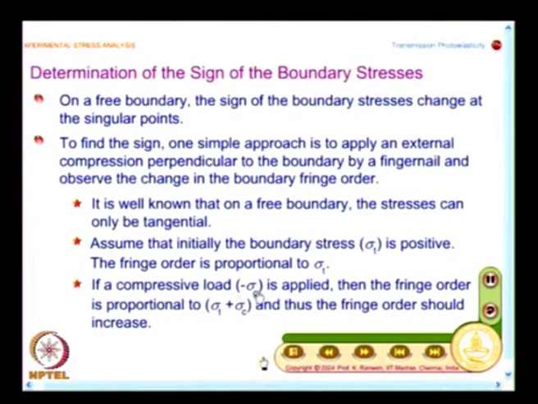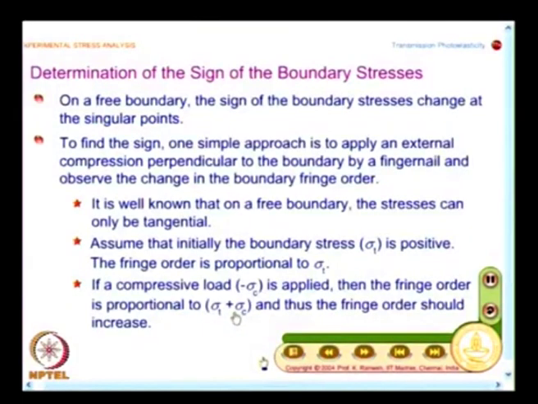Suppose I go and apply a compressive load, minus sigma c, by a fingernail, then what happens to the fringe order? We are only looking at sigma 1 minus sigma 2. Now, I apply a compression through the fingernail. So, minus of minus becomes positive. So, I get this as sigma t plus sigma c, and thus the fringe order should increase. So, if the boundary stress was positive, a compression by a fingernail on the surface would result in increasing the fringe order at the point of interest. So, if the fringe order increases by a compression, you will say the boundary stress was positive. On the other hand, if the fringe order decreases, the boundary stress is negative.